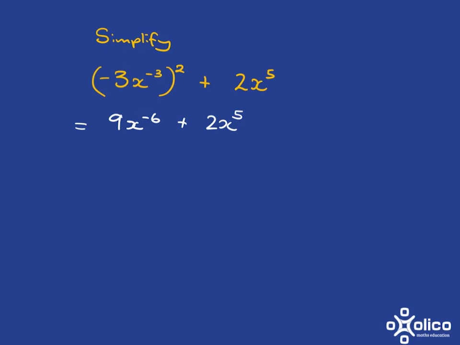And remember, like terms have to have the same variable, which we do have here, but it also has to be to the same power, right, to the same exponent. And here we've got x to the negative 6, x to the 5. So this and this are not like terms, so we can't do anything further. This is as far as we can go. We cannot add them because we can only add when we have like terms.